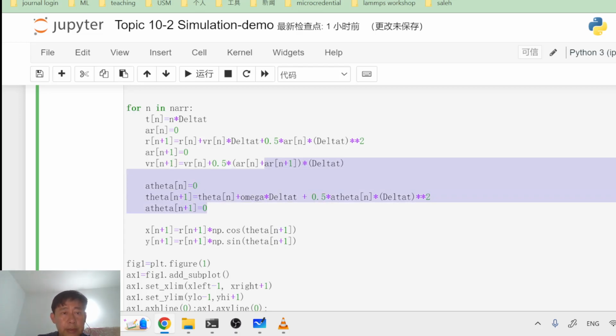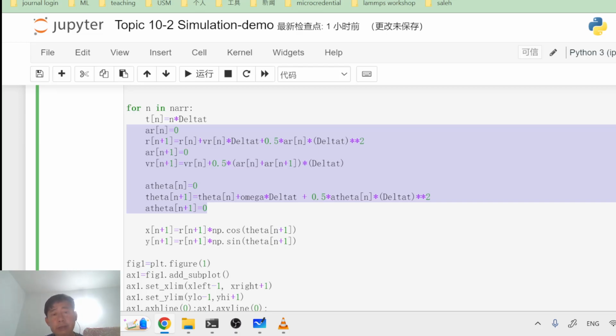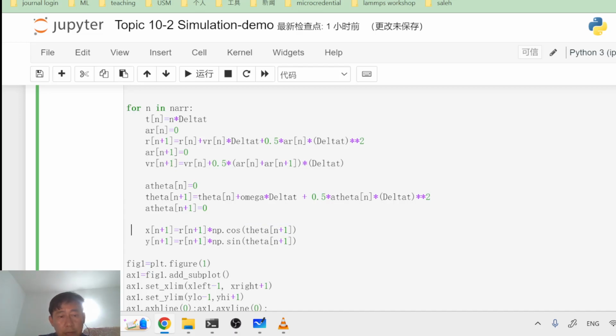So anyway, this is just the Rayleigh algorithm that updates the values of radius r and theta from one time step to the next time step. Once you have obtained the values of theta and also the values of r, then you have to convert it into the x and y coordinate of the particle p, of the point p. So this is the x and y coordinate that is expressed in terms of r and theta.